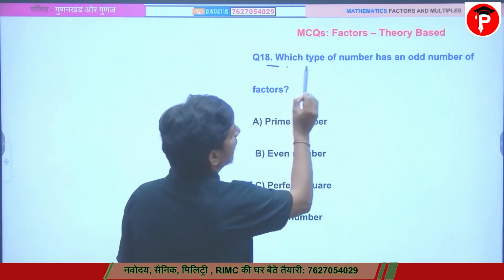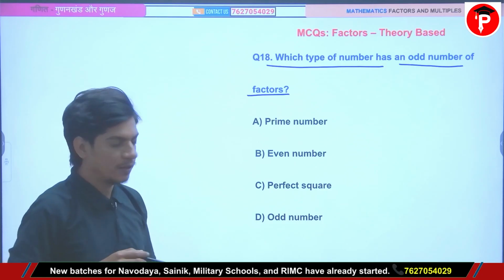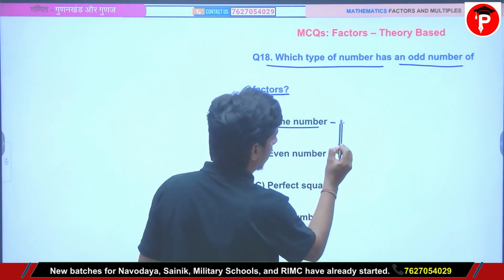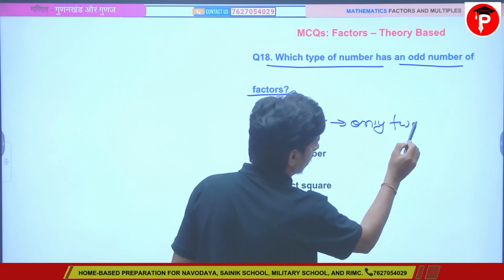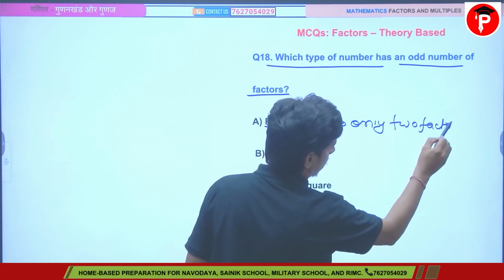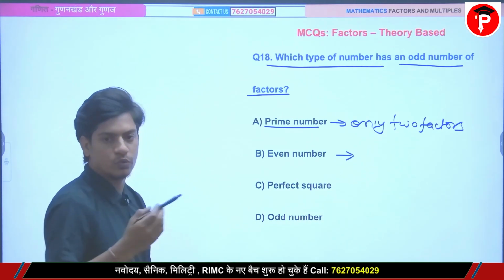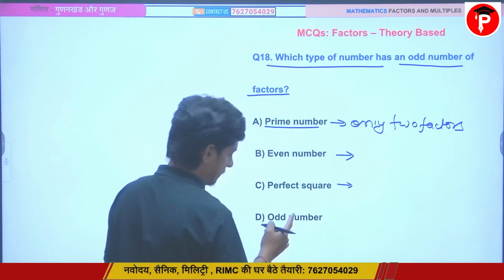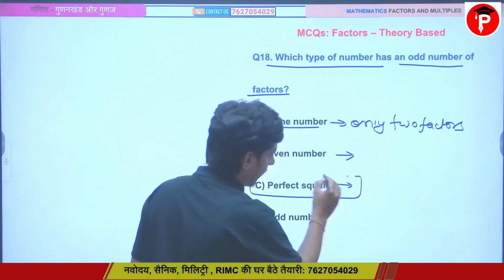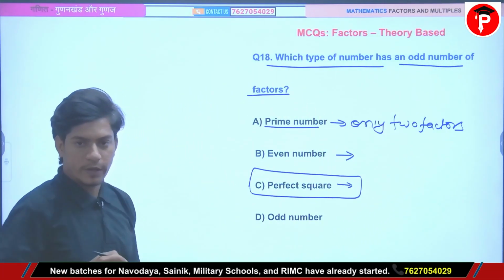Question 18. Which type of number has an odd number of factors? Prime number? Prime numbers have only 2 factors. Even number? Even numbers may have 2, 3, 4, 5 factors. Perfect square? Yes, perfect square numbers have an odd number of factors. Okay, now next.